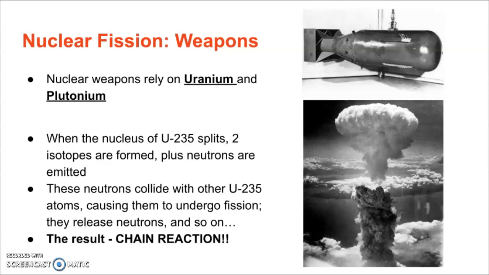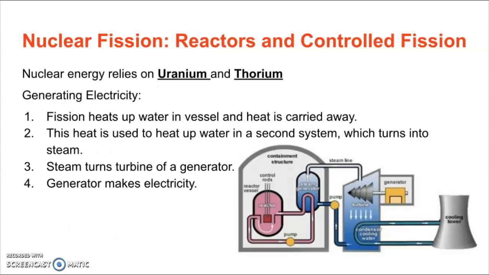The other type of nuclear fission that we have seen in today's world is nuclear reactors. You may or may not have heard about the disaster at Chernobyl. If you haven't seen that series on HBO and are over the age of 17, because it is an MA rated show, go check it out. Nuclear reactors occur all over the world, and they produce nuclear energy that relies on uranium and thorium. It happens because fission heats up water. Fission happens, it gives off a lot of energy, and that energy heats water in a vessel.